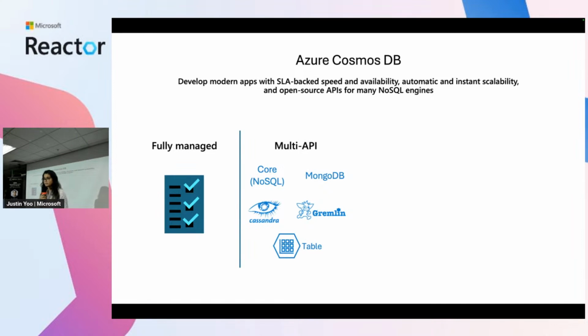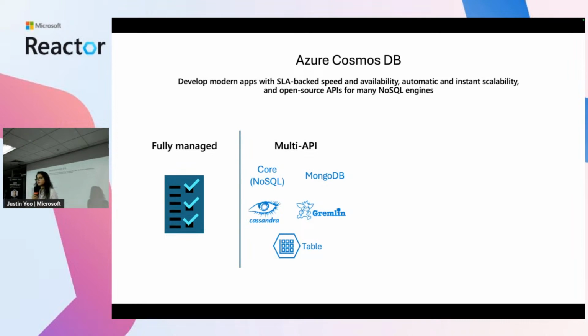It is multi-API, multi-model. What that means is that we offer the core NoSQL API where the data is stored in JSON format, similar to MongoDB, and you can still query using a SQL-like language. The dialect is still SQL. You can still do select star from database where filter equals ABC. So you get the best of both worlds in this scenario.